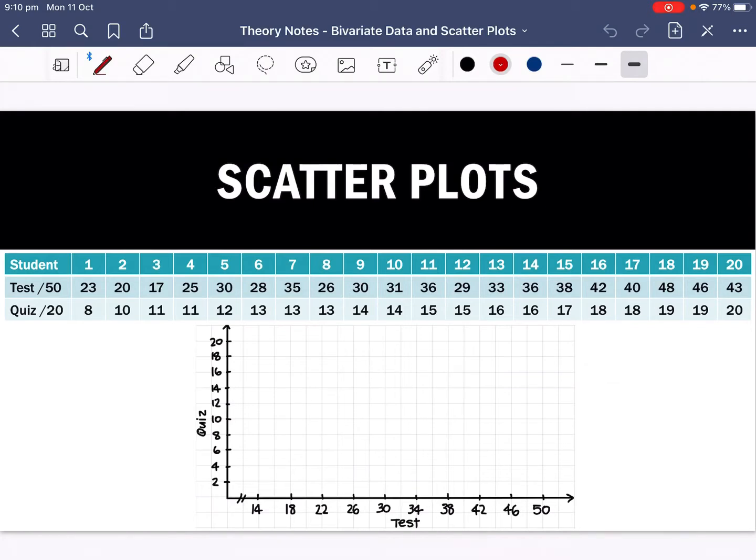So what we're going to do is plot our points. For student 1, it has a test score out of 50 of 23 and a quiz of 8. So we're going to go across to 23 and up to 8, and we're going to put a dot there. Then our next student has a test score of 20 and a quiz score of 10. So I'll put a dot there. Then we have 17, 11.